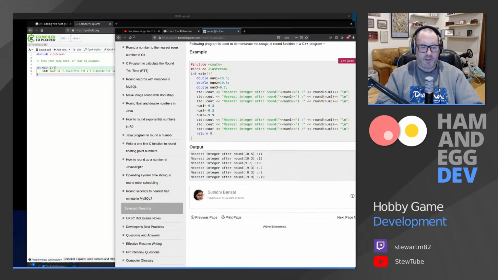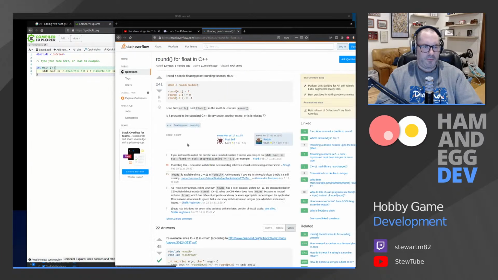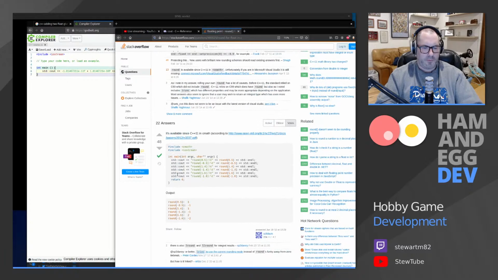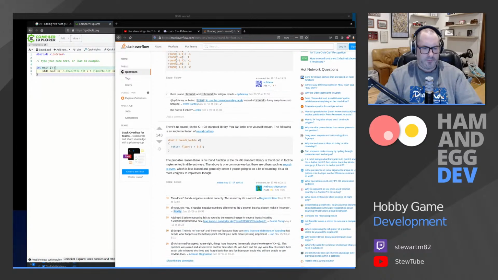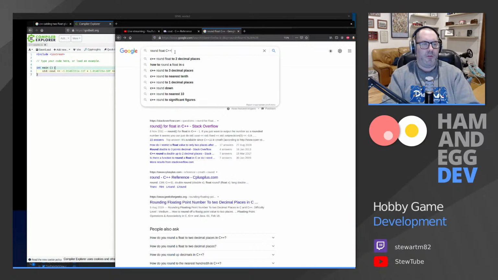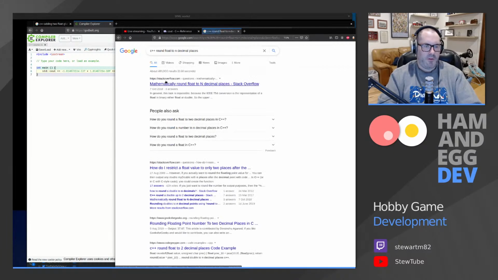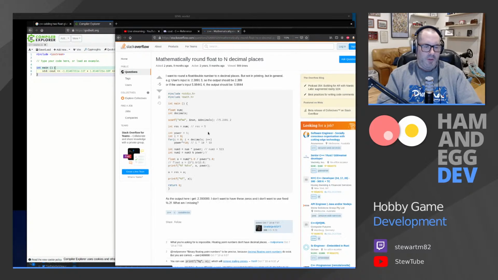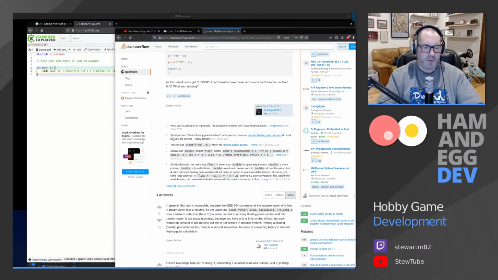Float round. Round float to 2 decimal places, to n decimal places. So we kind of lose precision here, but it's okay.